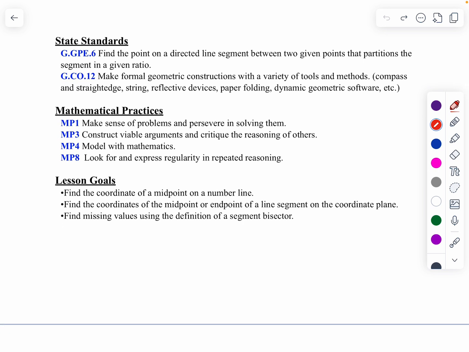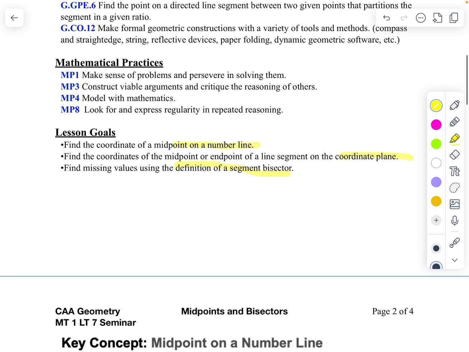Okay, so what I want you to do on this lesson is find the coordinates of the midpoint on a number line. I want you to find the coordinates of the midpoint or the endpoint of a line segment in the coordinate plane. And I want you to find the missing values using the definition of segment bisector.